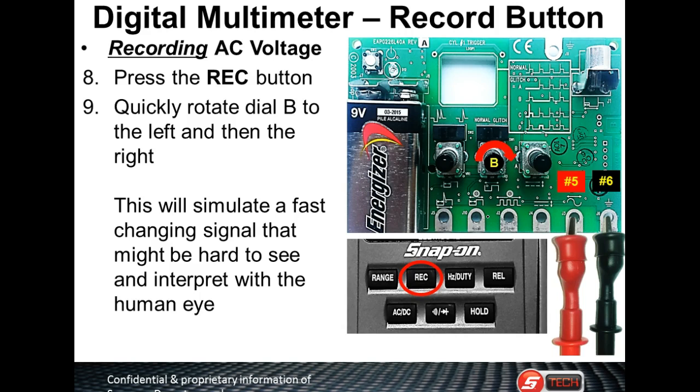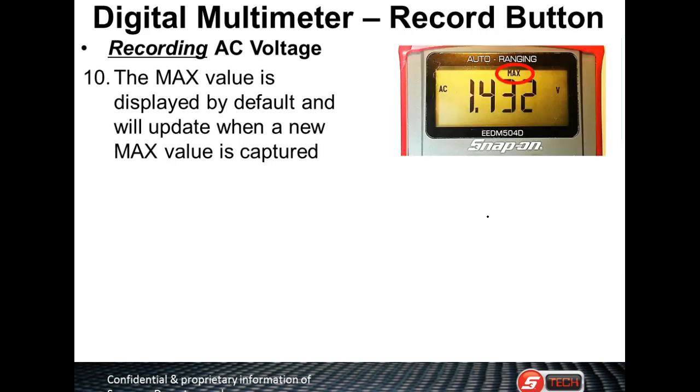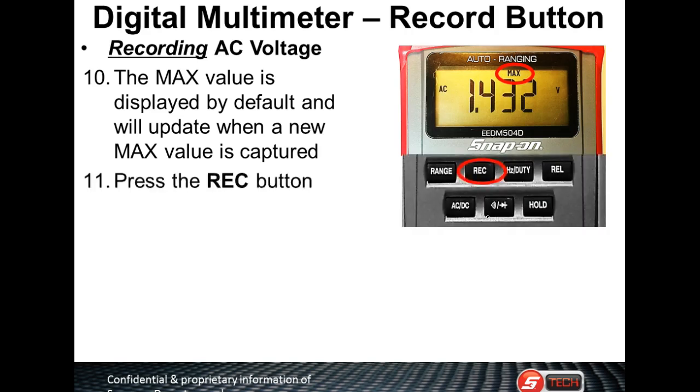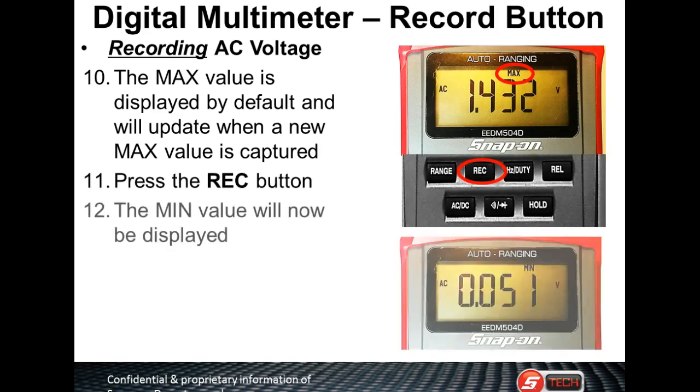Yes, no? Okay. So how do we get max? The max value is displayed by default. So that should be your maximum value. According to this, we got about 1.4 volts. I don't know what yours got. And then we press the record button once. Don't hold it down, just press it once. And then it should switch and show you the minimum value. Are we okay? Does this make sense?